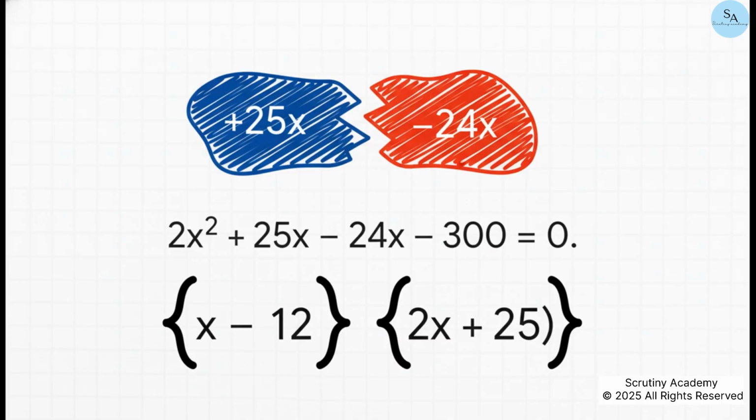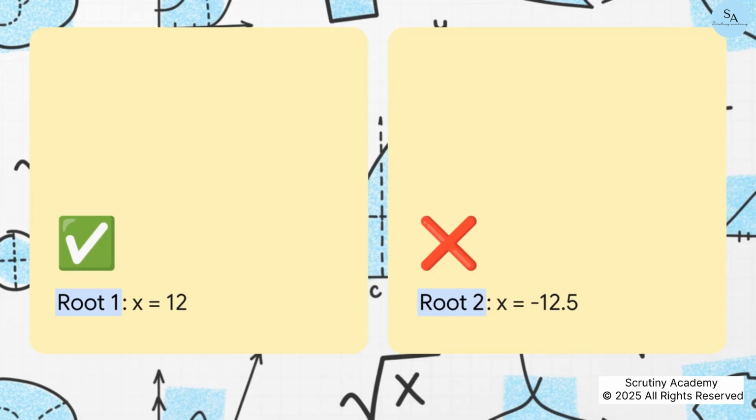So, for our equation, that middle term is just x. We can cleverly split that into positive 25x minus 24x. I know, bigger numbers, but it's the exact same logic as before. And when we do all the grouping and factoring, the whole thing simplifies down beautifully into these two factors, (x minus 12) times (2x plus 25). So if we set each of those factors to 0, the math gives us two possible answers for x, the breadth of our hall. The first one is 12. The second one is negative 12.5.